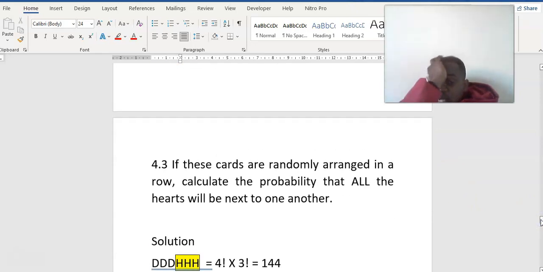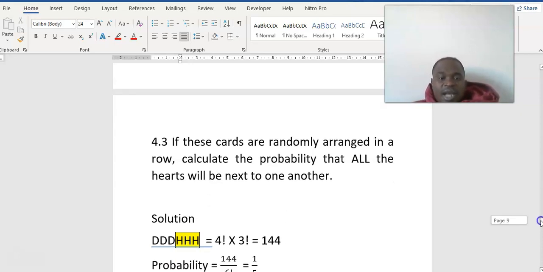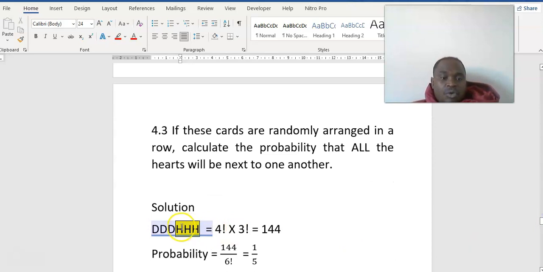Okay, let's look at this one. If these cards are randomly arranged in a row, calculate the probability that all the hearts will be next to each other. So these hearts must be next to each other. They didn't say they must sit at the end, so they can be in the middle, they can be in front, etc. They must be next to each other. So here you count them as 1. So we are going to have 1, 2, 3, 4.